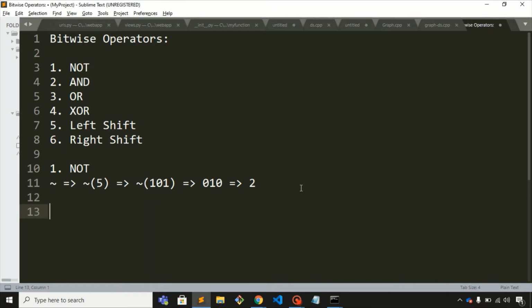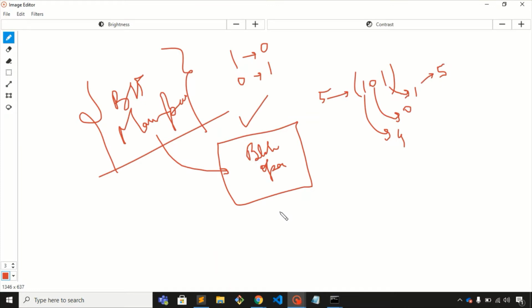Now the second one is bitwise AND. For the AND operator, if one of the bits is 0, the result will be 0. So for 10 the output is 0, for 01 the output is 0, for 11 the output is 1, and for 00 the output is 0.